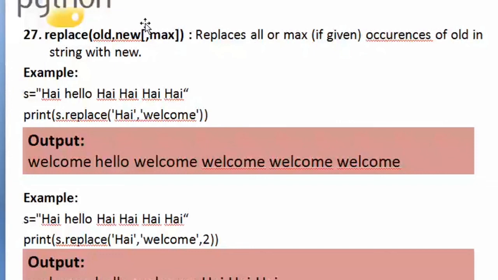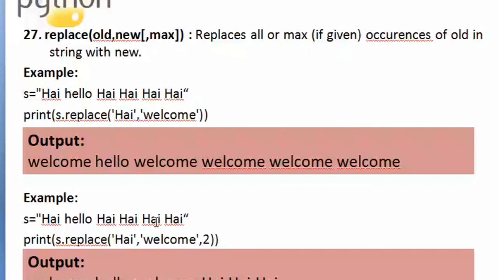In the first example, I said S is equal to hi, hello, and I have given 4 highs over there, just to make you understand, to replace hi with welcome. Wherever there is an occurrence of hi, I want to replace hi with welcome. So what is the output? Wherever there is hi, it has replaced hi with welcome. Is the first output clear? Yes, ma'am. Everybody understood, right? Yes, ma'am.